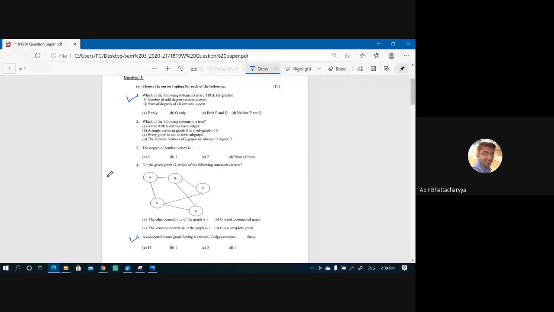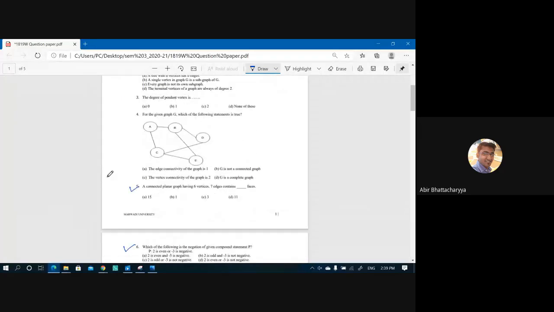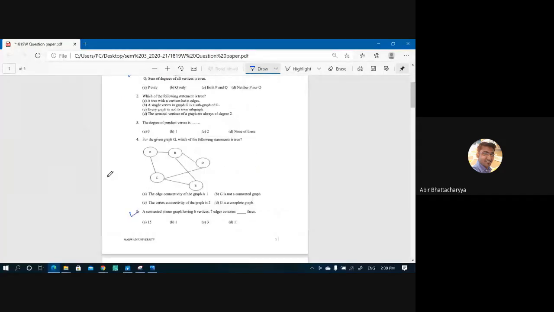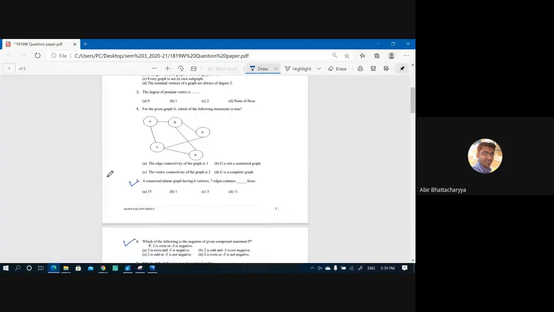All right. In question number one, the number of odd degree vertices is even, and the sum of all degrees... both are actually true. So both P and Q are true. So question number one, C is correct. Number five, connected graph with 6 vertices, 7 edges. So the number of faces should be 3. So C again. 1 is C, 5 is C. Yes, correct.